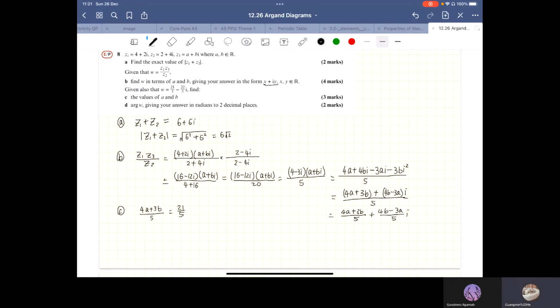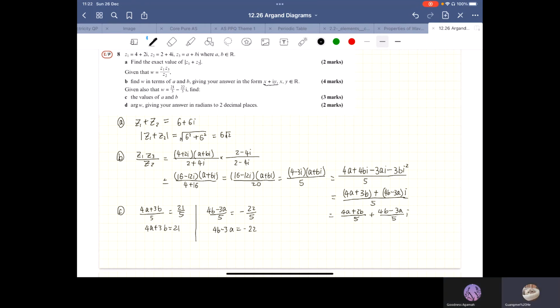Since they both have a denominator, it can be cancelled out, so we get 4a plus 3b is equal to 21. Let's also equate the other imaginary part. So you get 4b minus 3a over 5 is equal to negative 22 over 5. So 4b minus 3a is equal to negative 22. Do you know what these two equations are called? Simultaneous equations. That's it.